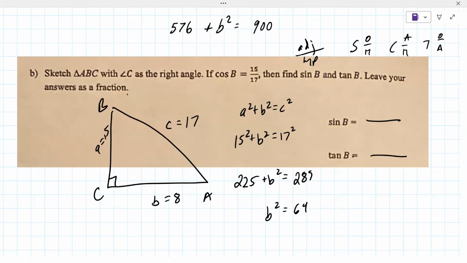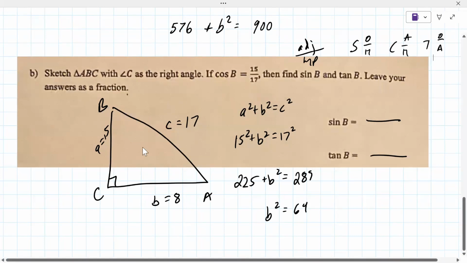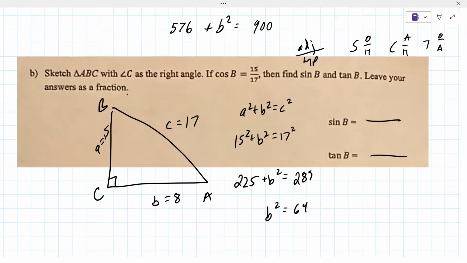Oh my gosh, I've been writing it in the wrong part of the page. All right, that's my bad. Let me just look at that part.